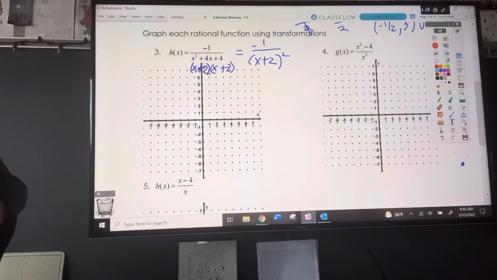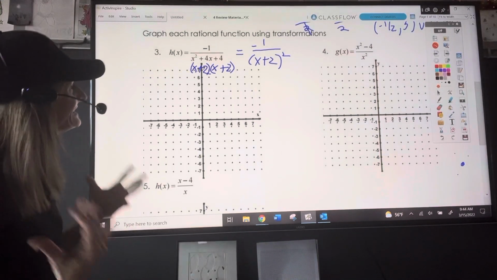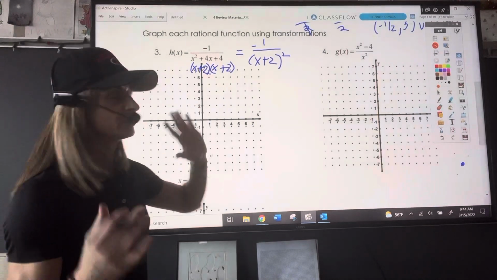Kayla, we're graphing. Oh my god. I know. So exciting.